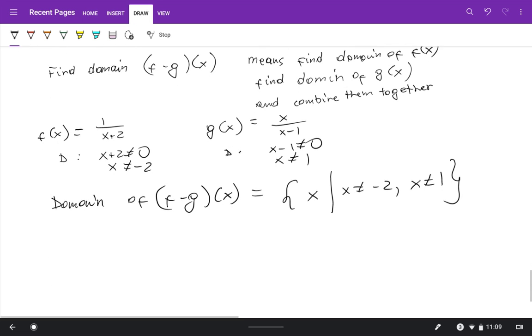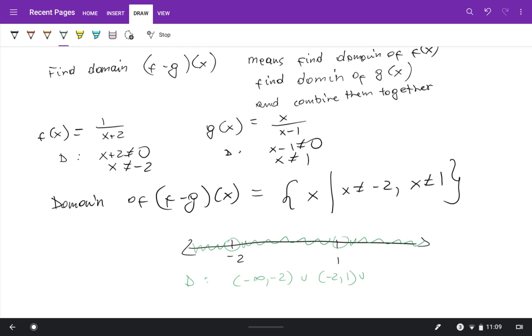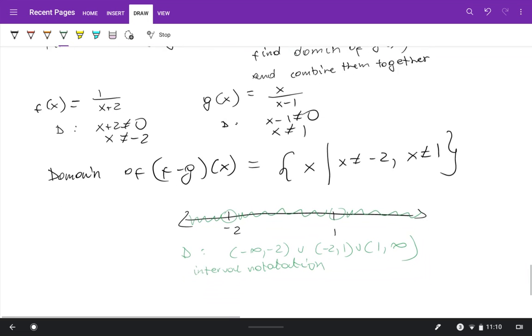Okay, so this is set builder notation. If they ask you to use interval notation, or if you want to graph it, our x's can be any x's except negative 2 and 1. So the domain in interval notation is from negative infinity to negative 2, union negative 2 to 1, union 1 to positive infinity. So this is interval notation, the same solution but written a different way, okay?